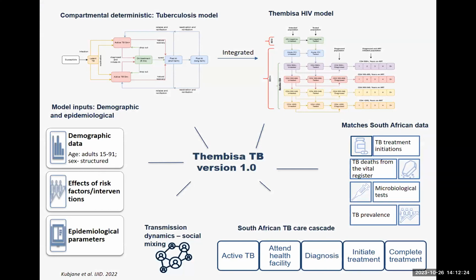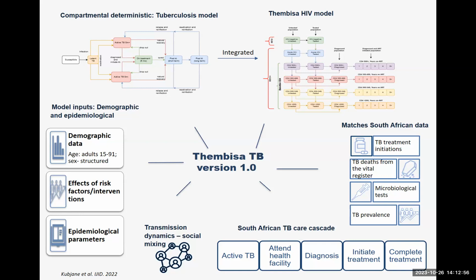So yeah, just to give an overview, the results of the analysis that I'll be presenting are based on the Tembisa TB model. I'll just give a brief overview of the methods. If there are any further questions, you can ask me, or I can refer you to the papers which were published.